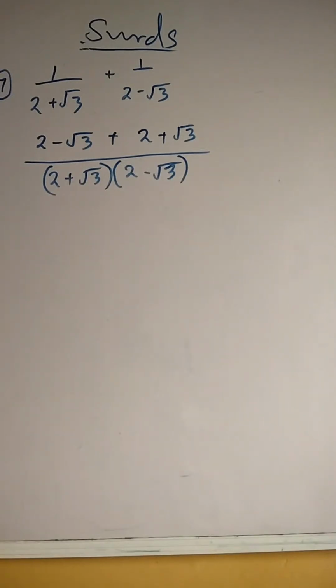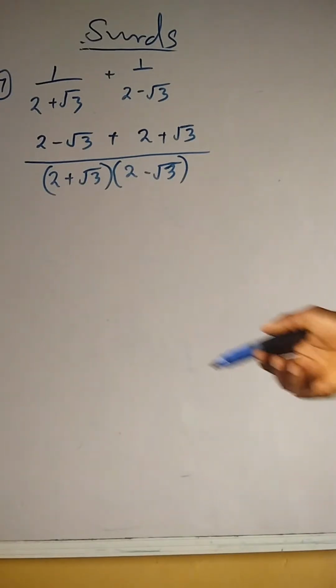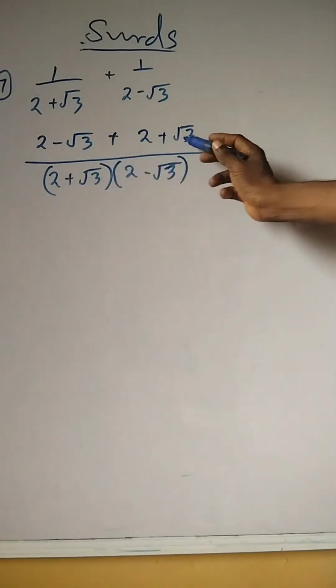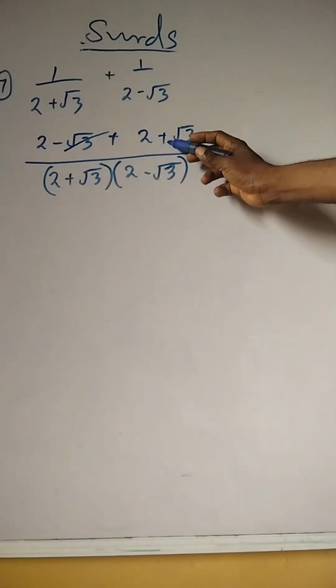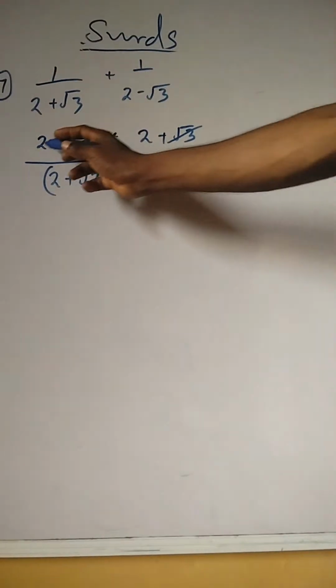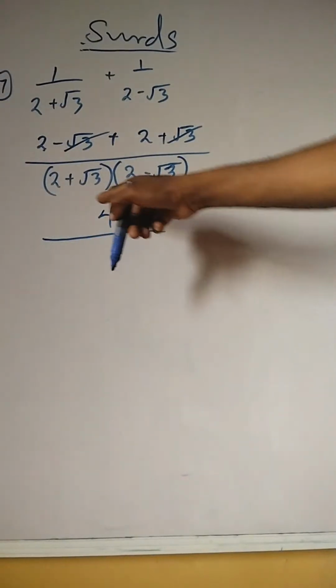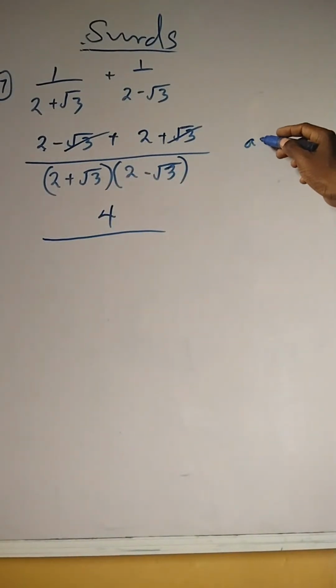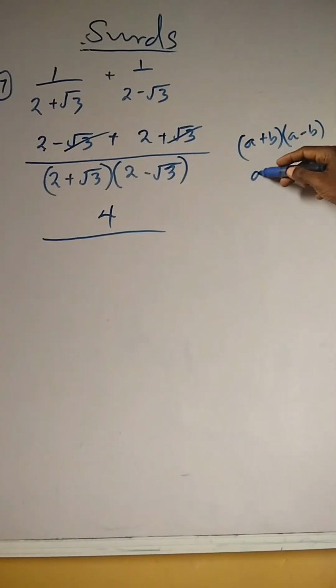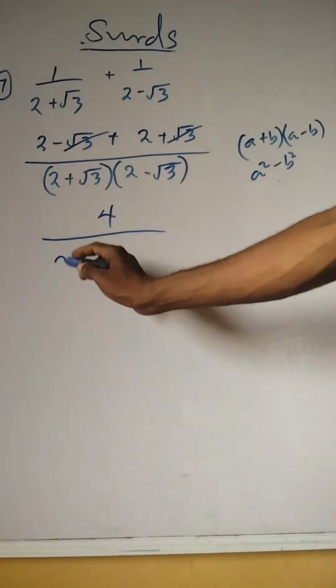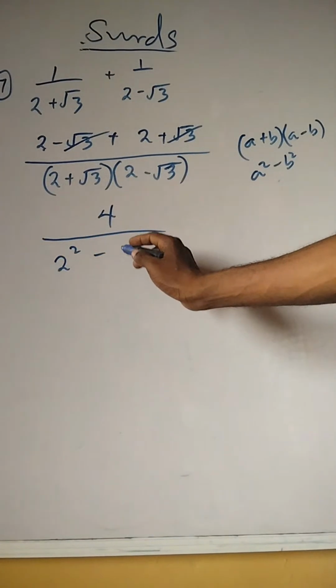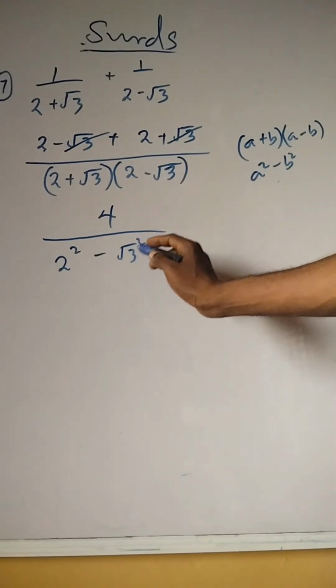Then by the time we simplify up here, minus root 3 plus root 3, this will cancel each other. And we have 2 plus 2, which is 4, divided by, this also follows when we have a plus b into brackets, open bracket, a minus b, which can be expressed as a square minus b square. Here a is 2, that's 2 square, minus b, root 3, that's root 3 square.